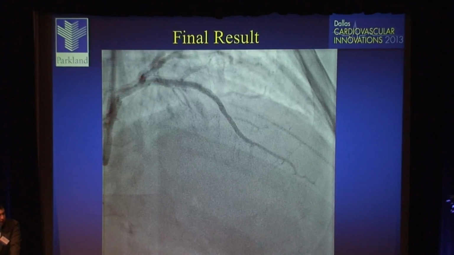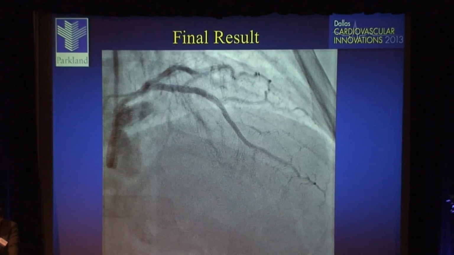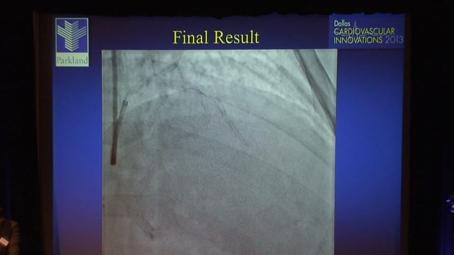And you can see the final result there. So there's a dissection right into that diagonal branch, but still some flow in an antegrade fashion, so I was pleased with this outcome.